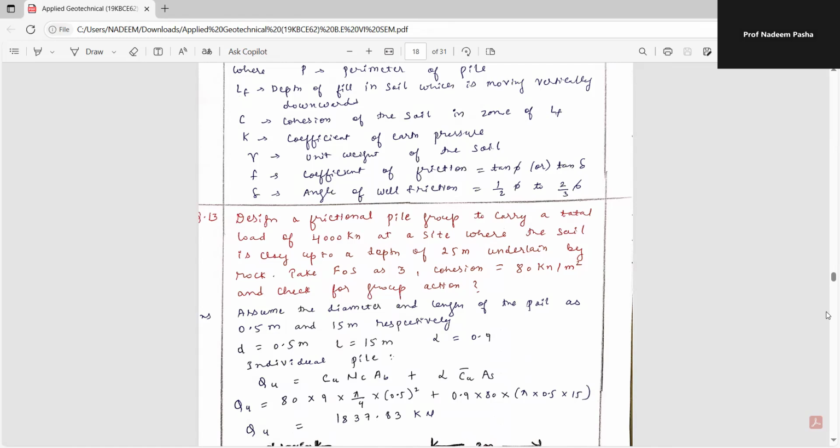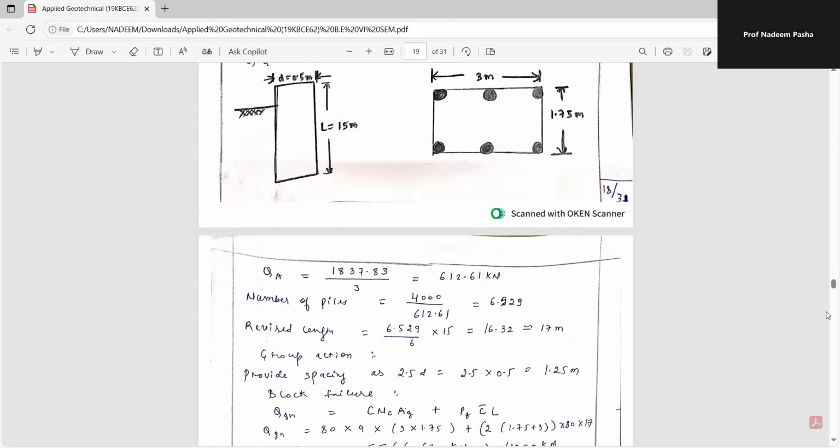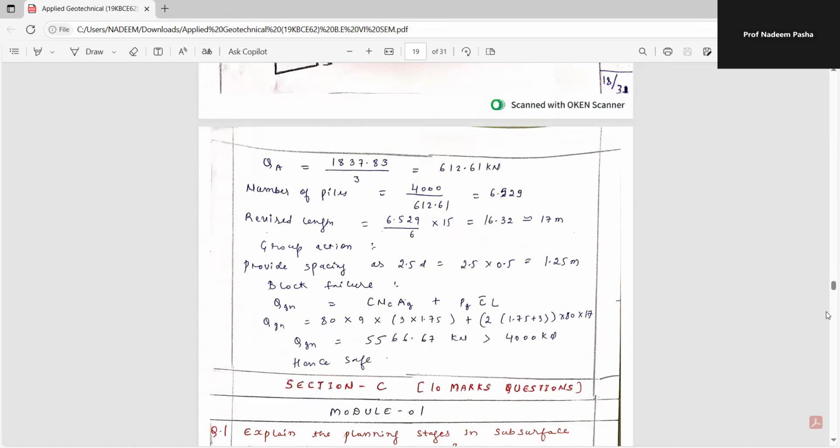So individual pile QU equal to CU into NC into AB plus alpha CU bar AS. QU equal to 80 into 9 into pi by 4 into 0.5 square plus 0.9 into 80 into pi into 0.5 into 15. So your QU comes out to be 1837.83. QA is equal to 1837.83 by 3. So it comes out to be 612.61 kilonewton.